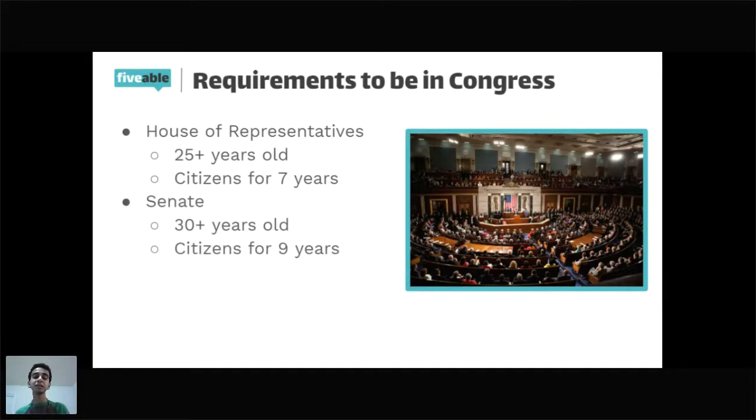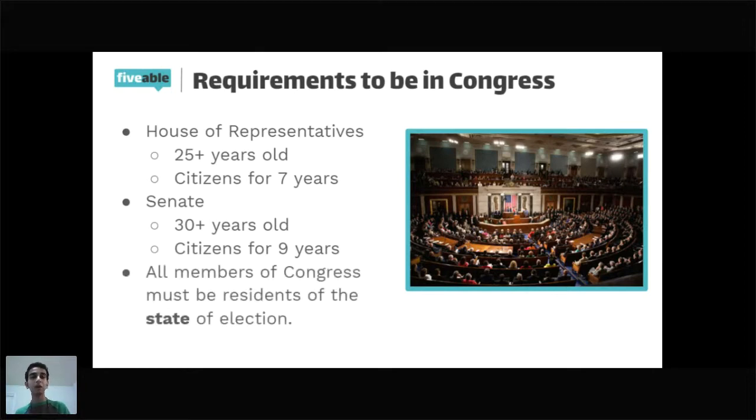So as you can see, each of these has slightly different requirements. In the Senate, it's a little bit more. And all members of Congress must be residents of the state where they're elected. So if I'm being elected from the 1st Congressional District of North Carolina, I just need to be from North Carolina. I don't necessarily have to be a resident of the 1st Congressional District. That's kind of the weird thing about the House. But for the Senate, obviously, you still have to be a resident of North Carolina. All right.